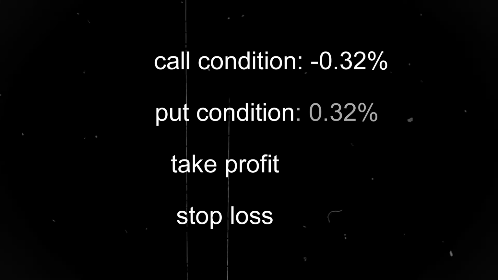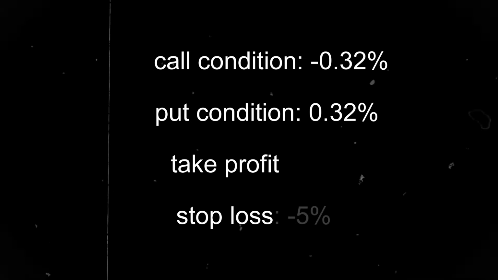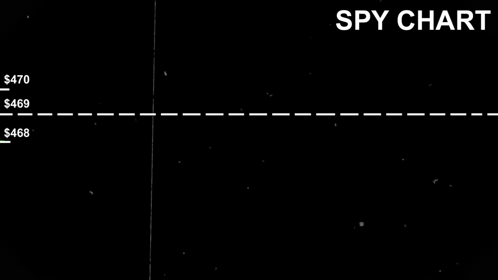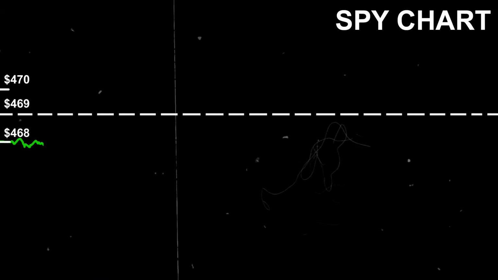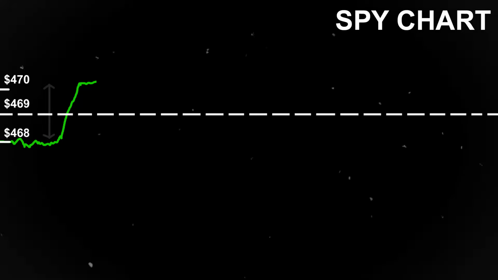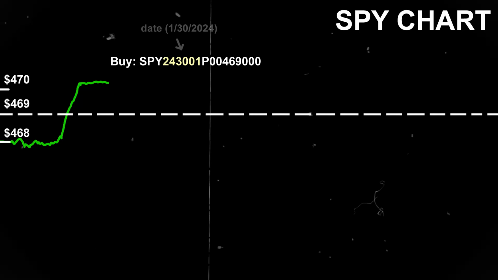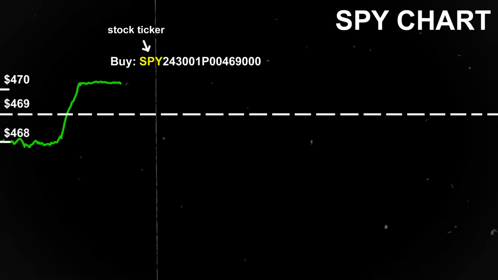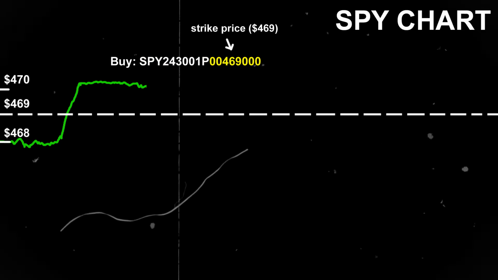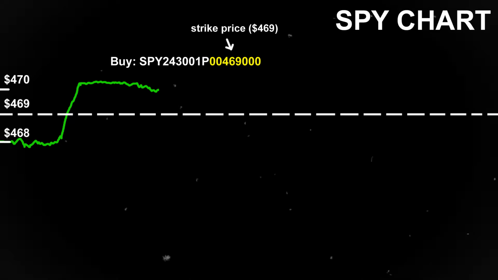For example, let's set the call condition to negative 0.32%, put condition to 0.32%, stop loss to 5% and take profit to 20%. Now let's imagine SPY jumps up by 0.4% to $470 in the first minute after open. We would immediately buy a 0-day expiry SPY put option with a strike price at $469 because remember, we are buying $1 out of the money option.